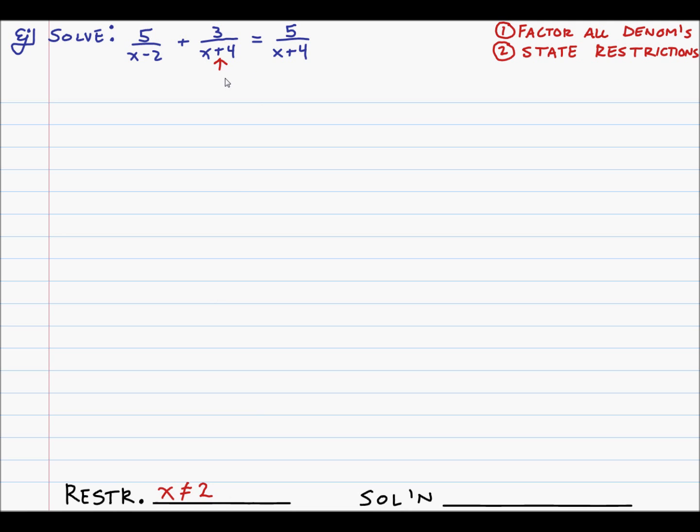Let's look at the next denominator. What makes this one equal to 0? Yeah, that's right. It is negative 4. So negative 4 is our second one. So we've got a second restriction. We have 2 at least so far.